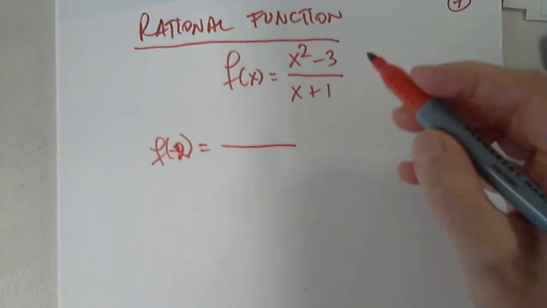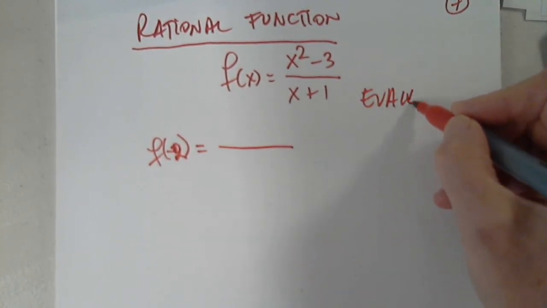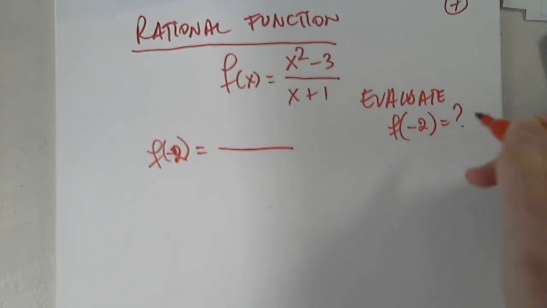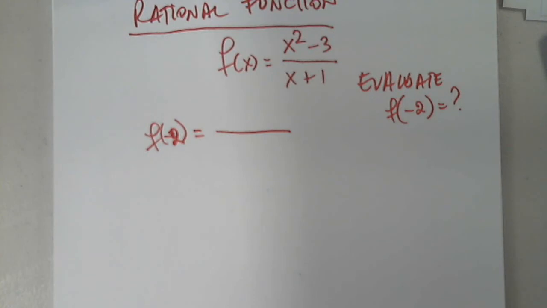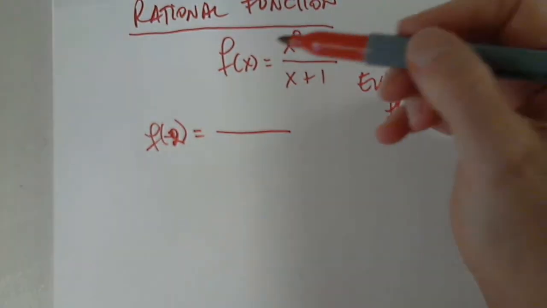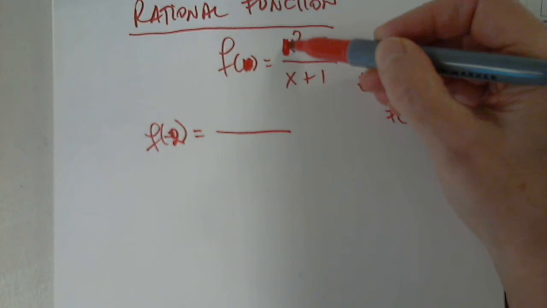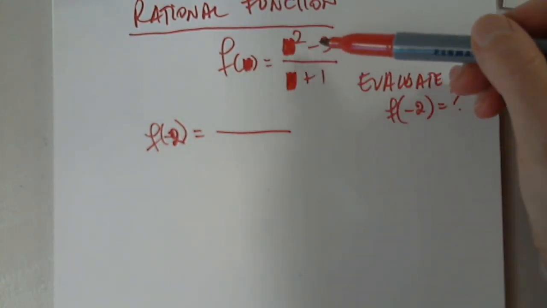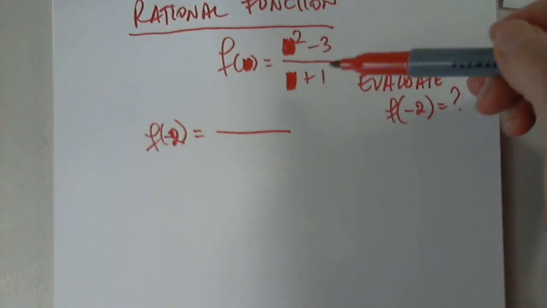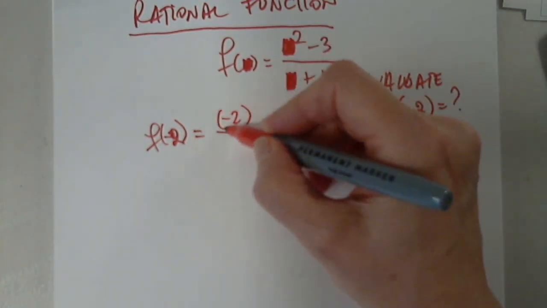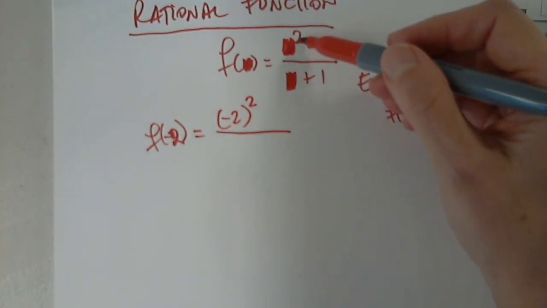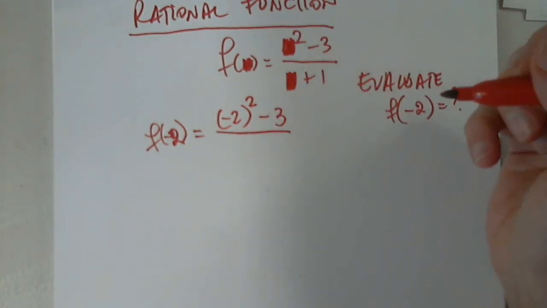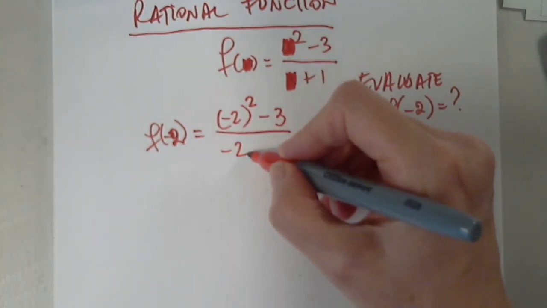So this is evaluate. In other words, find f of negative 2. This is what we are trying to find. I'm looking at the pattern. The pattern is this: f of whatever is whatever squared minus 3 over whatever plus 1. So negative 2 needs to be in parentheses because I have to square it. If it were positive, I would not have put parentheses in this case. Negative 2 squared minus 3, divided by negative 2 plus 1.